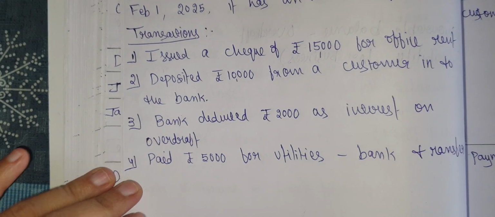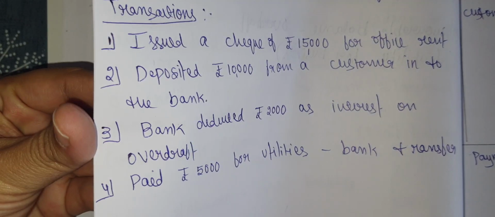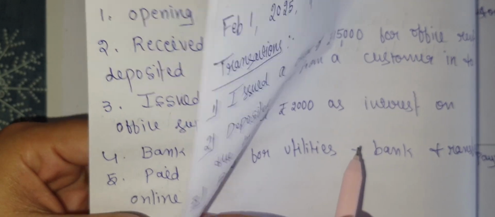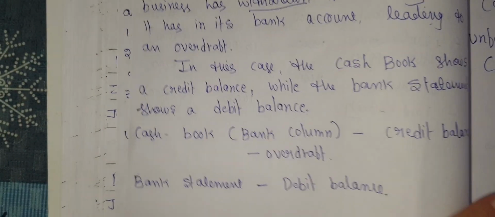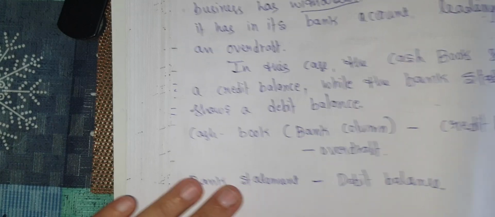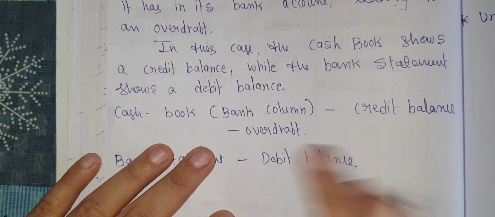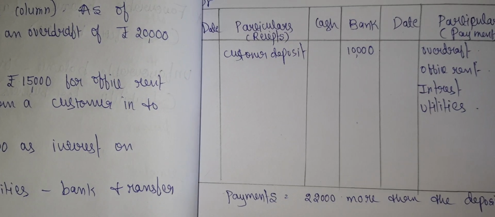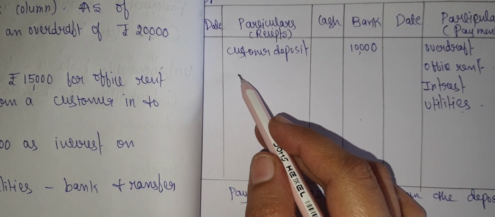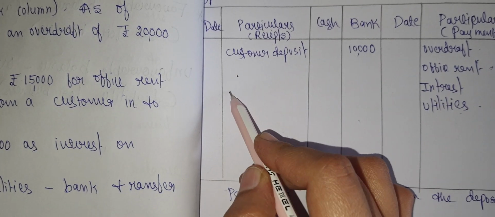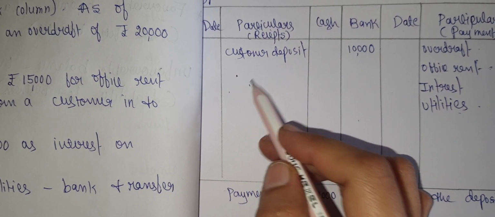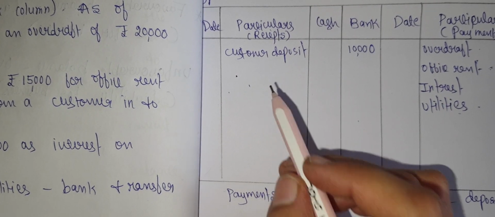See here, the rule is: cash book, bank column, credit balance, overdraft. Credit balance is more than the debit side. Payments are more than receipts. It is called an unfavorable balance.